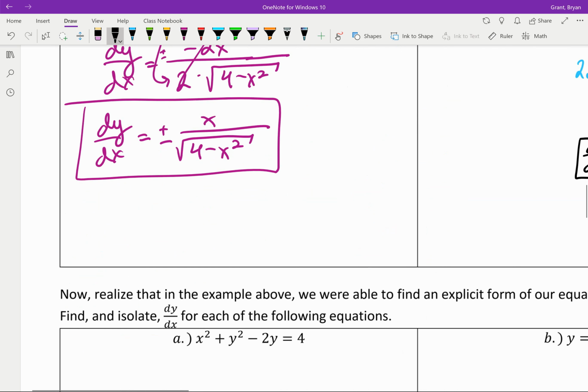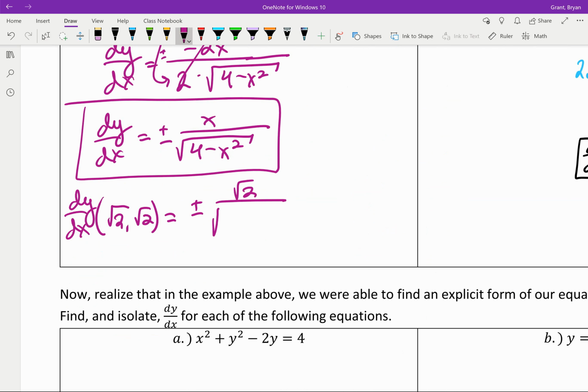Well, if I wanted to take the slope at the point (square root of 2, square root of 2), look at the math I'd have to do. Plus minus square root of 2 divided by the square root of 4 minus the square root of 2 squared. And that's very doable, right? We can get our plus minus. Square root of 2 is not going to change over here. This becomes 4 minus 2 over the square root of 2. So I think we're getting plus minus 1, right? So I mean, that's not that bad, but it's not great.